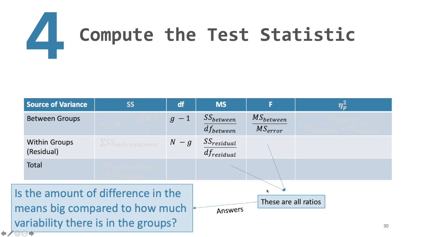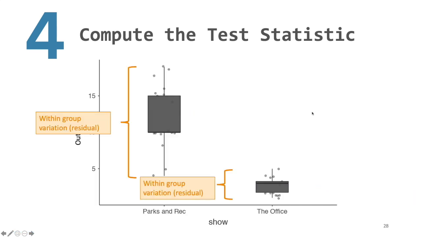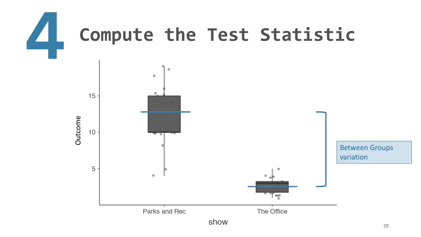What these are trying to answer is this question right here. Is the amount of difference in the means big compared to how much variability there is in the groups? In other words, is this difference big between these groups compared to how much variability there is within the groups? I'll give more examples of this in class. So if you do have questions, make note of them, put it on the discussion so that we can talk about it.